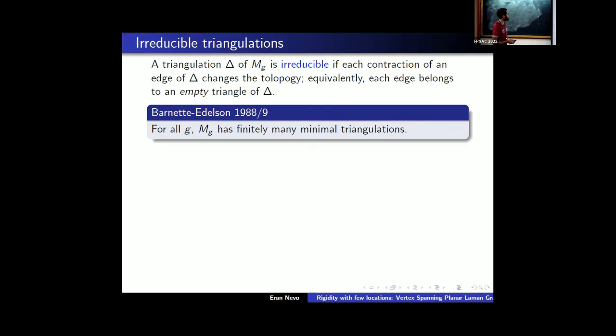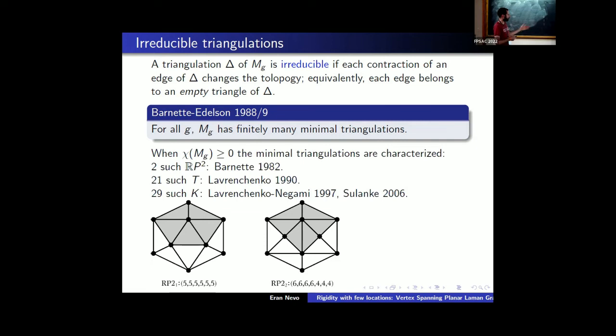That's the condition. Okay, so Barnette and Edelson show that for any surface, it has only finitely many minimal triangulations. So for the surfaces that I mentioned to you earlier, where we have the result, the set of all minimal or finitely many irreducible triangulations. Sorry, so minimal and irreducible is the same. Okay, so it should be irreducible. Irreducible triangulations. The set is known for those spaces.